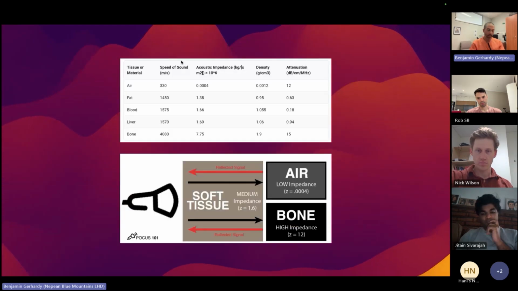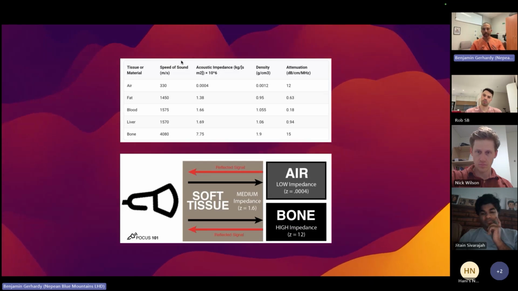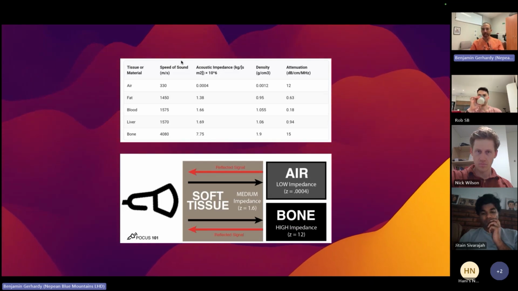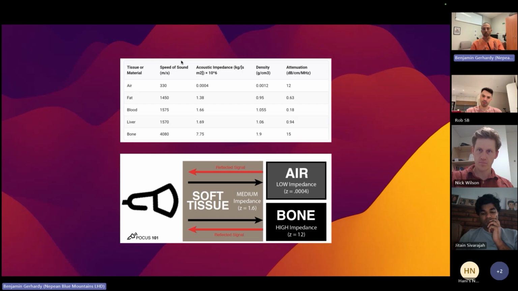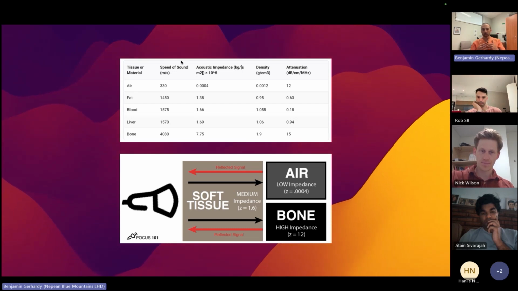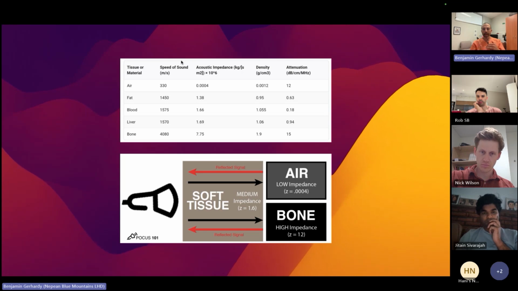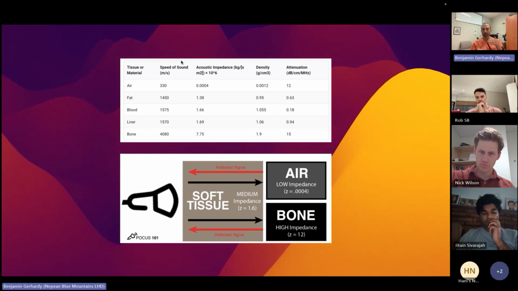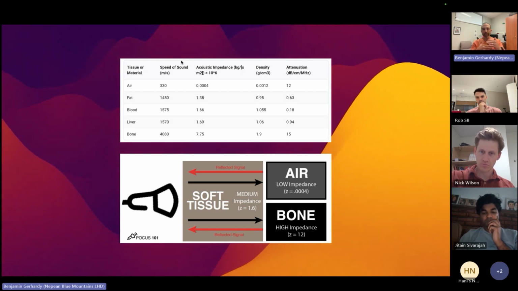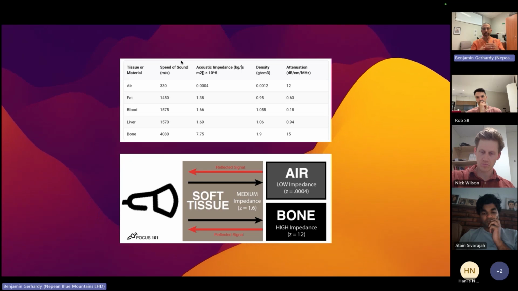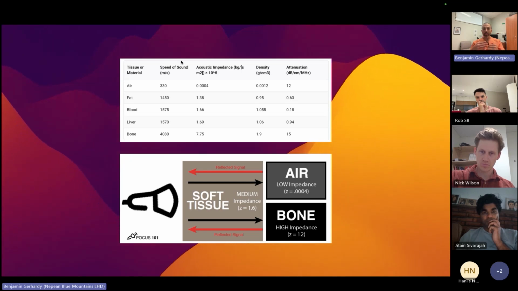And the reason that happens is because it's that difference in interface that gives you such a bright reflection. So when you go from soft tissue to bone, a lot of difference there, and so you get a lot of ultrasound coming back. And when you go from soft tissue to air in the lung, again, it's a really big difference in that acoustic impedance. So that, again, is why you get that bright reflection.